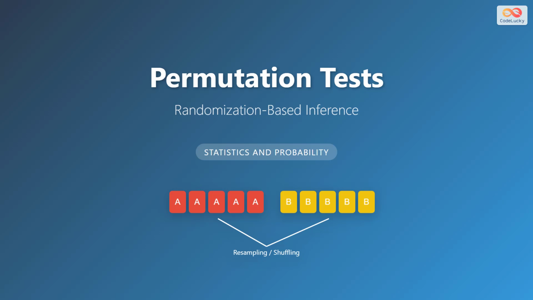Welcome. In this video, we are going to explore permutation tests, a powerful method for statistical inference based on randomization. This technique allows us to draw conclusions from data without relying on complex formulas or rigid assumptions.